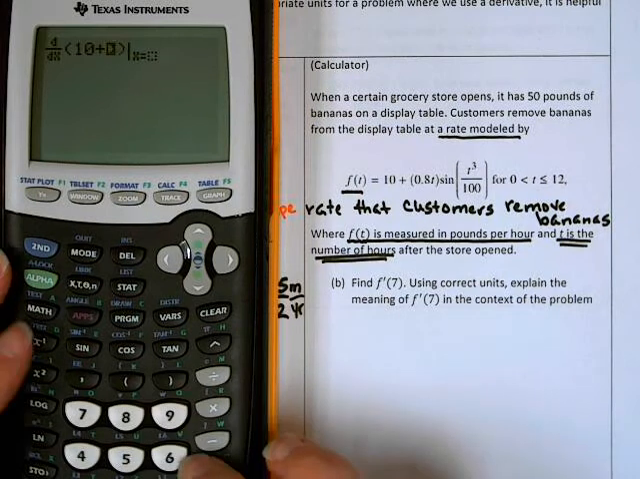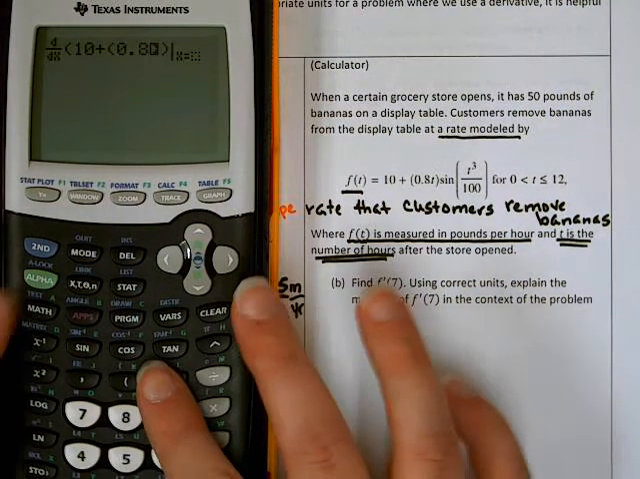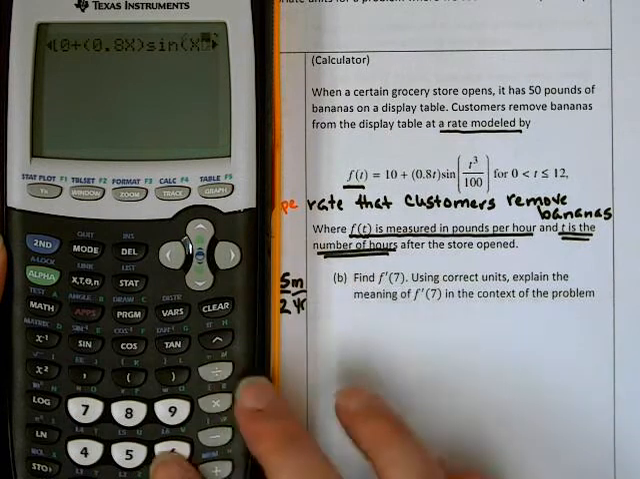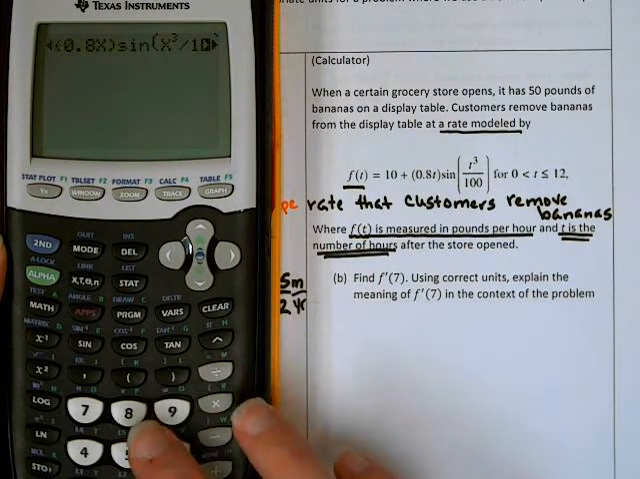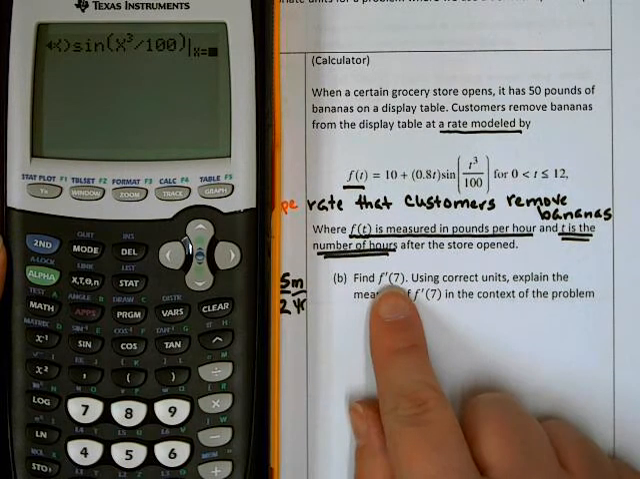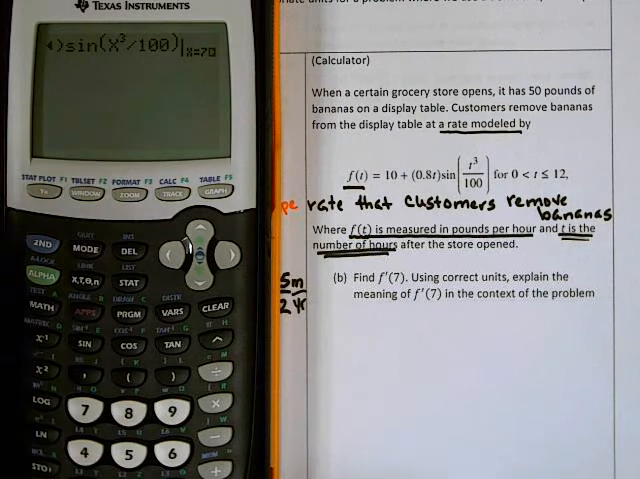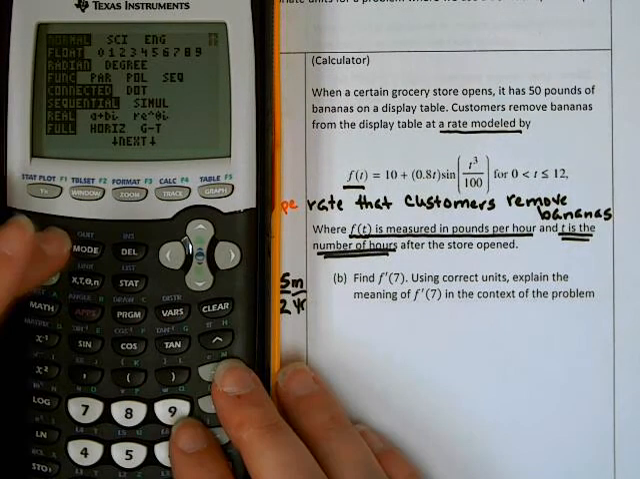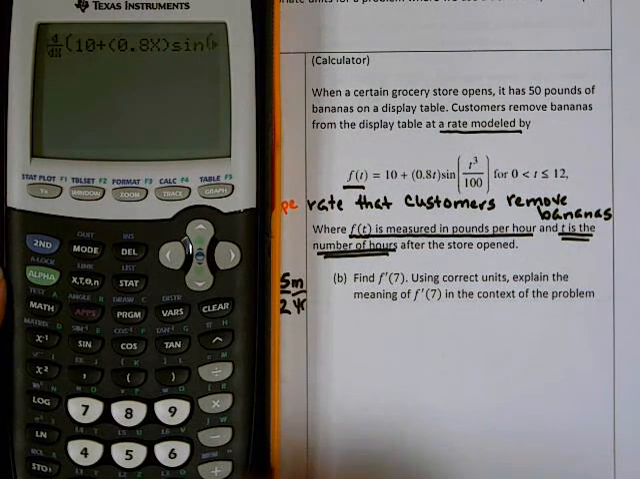So 10 plus 0.8x sine of x to the third divided by 100. And we want to find it at 7. So we want x equals 7. Before I do this, I'm going to check and make sure. Okay, I'm in radian mode. Make sure you are too, because otherwise we're going to get different answers.